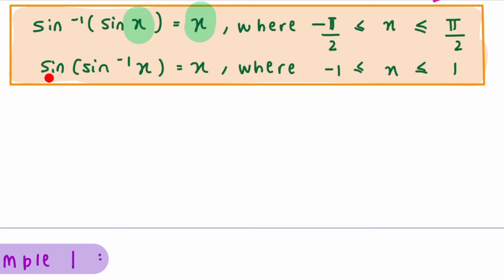Let's see the second one. Sine composed with inverse sine x. The answer is just x. And take care of the domain, which is the domain of inverse sine. So you must make sure that our x is within -1 and 1 included.